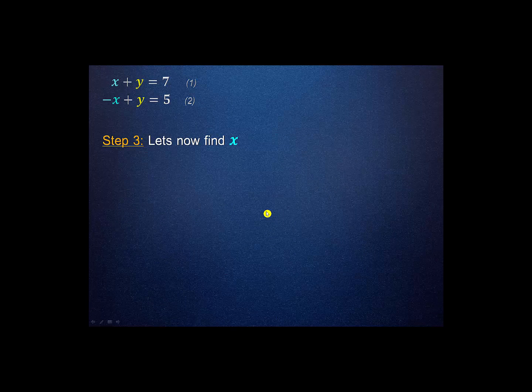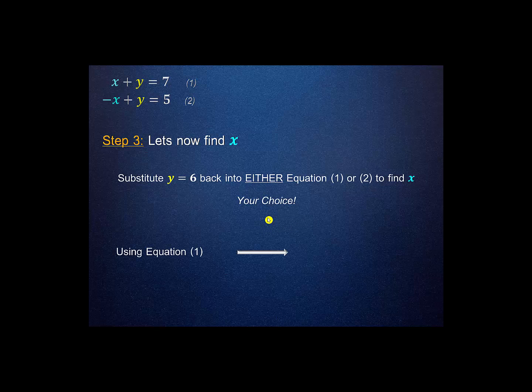Alright, for step 3, let's find the other variable, x. We need to use what we already found, that is y equals 6, and substitute or put it back into either equation 1 or equation 2 to find x. It doesn't matter what equation you choose, you will get the same answer every time. So I'm going to use equation 1. Equation 1 is x plus y equals 7, and we know that y equals 6. So I'm going to put that 6 where the y is. Now let's solve x plus 6 equals 7.